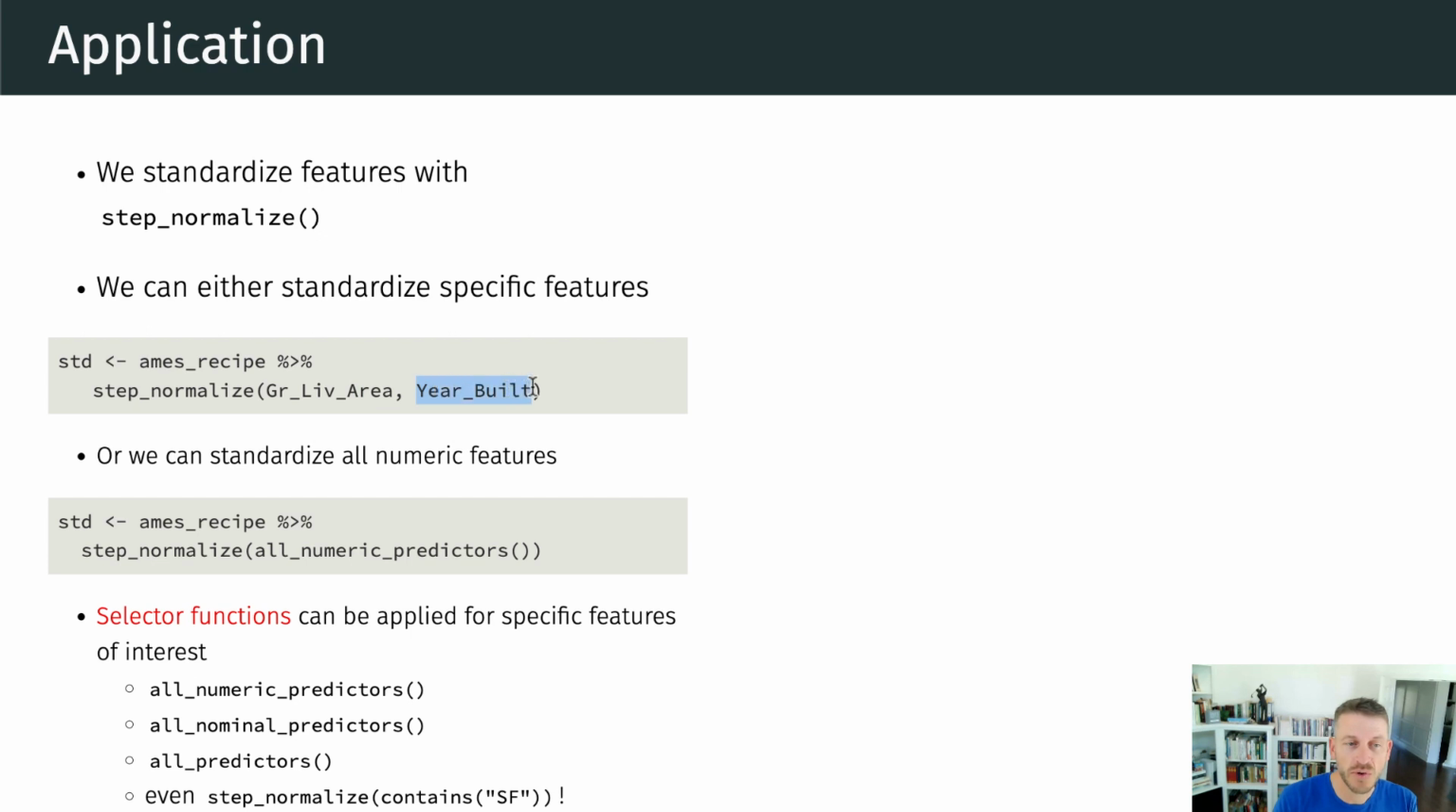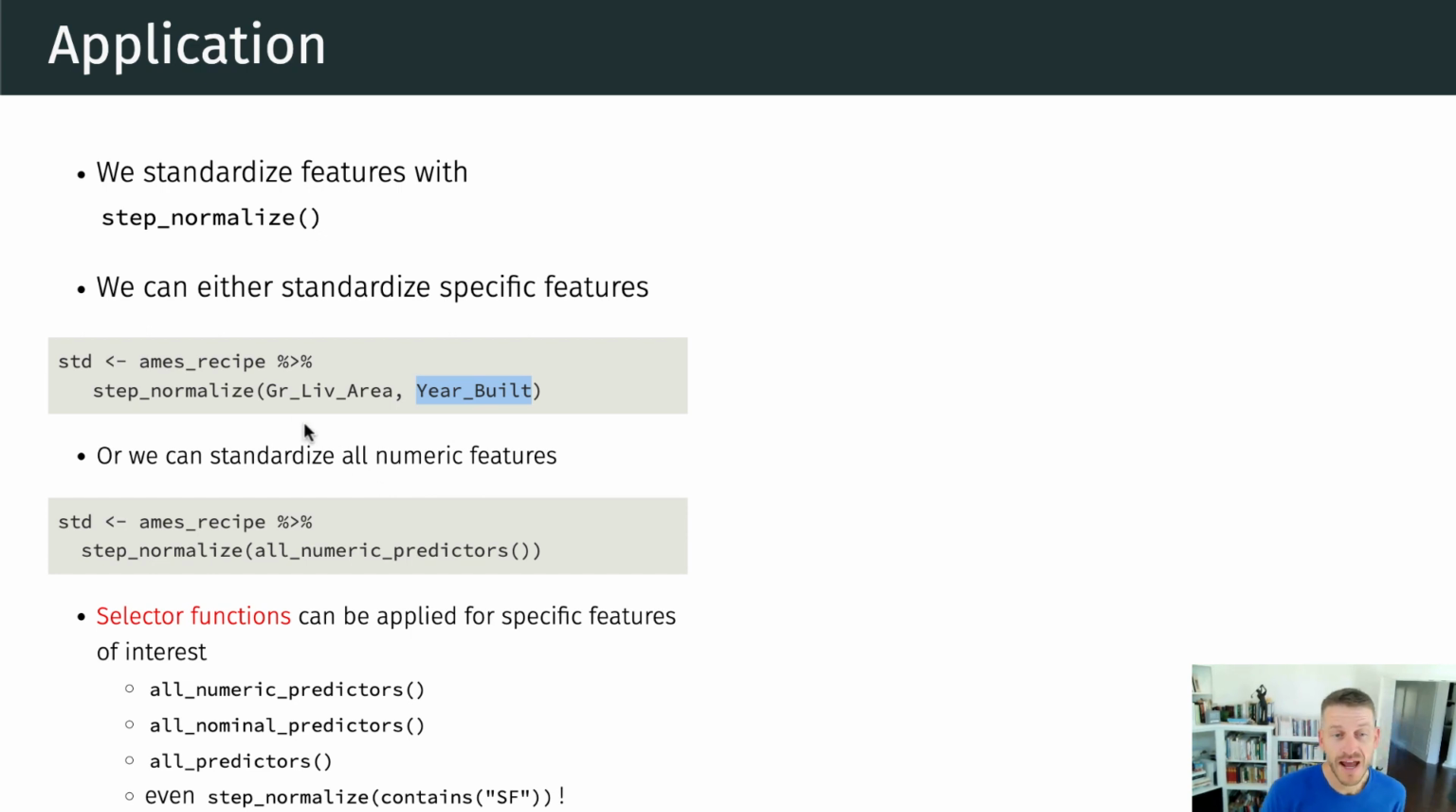This is going to standardize these two features to make sure that they have a mean of 0 and a standard deviation equal to 1. Now, what we could also do is say, I want to standardize all of the numeric features, so all the numeric features in my data are on the same magnitude.